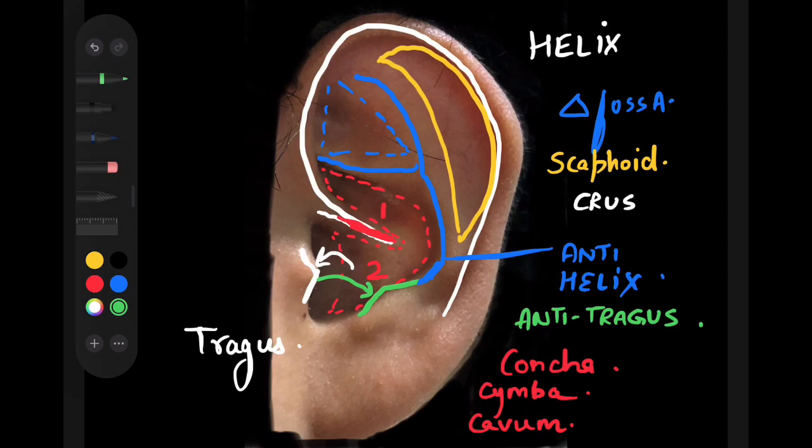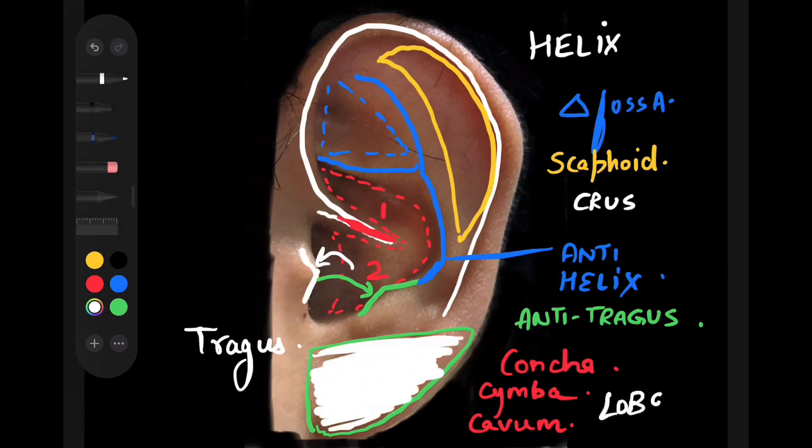Now let's talk about the earlobe. The part which lies below and is made up of adipose tissue is called the earlobe. Now the earlobe can be completely free, completely attached, or partially attached. In this case it is completely attached. Now this is cartilage free. One more area which does not have any cartilage is called the incisura terminalis, which lies between the crus and the tragus, as you can see. That's called the incisura terminalis.